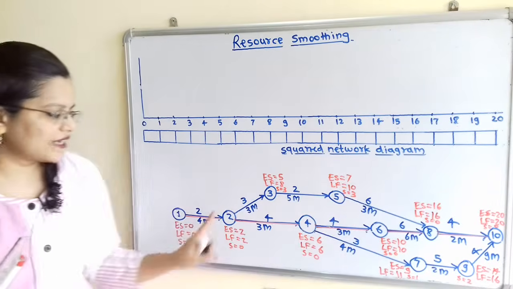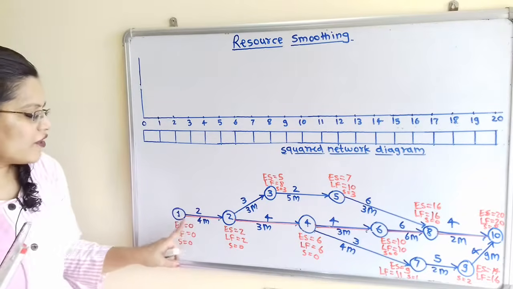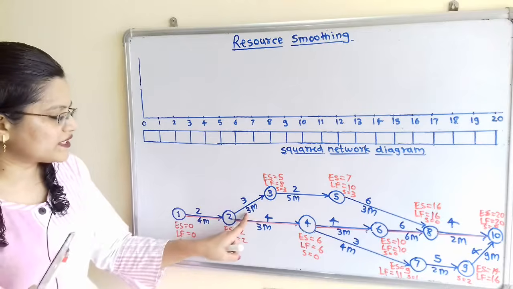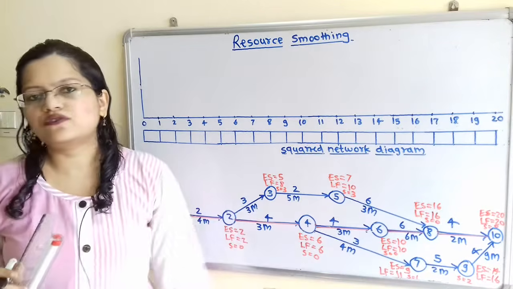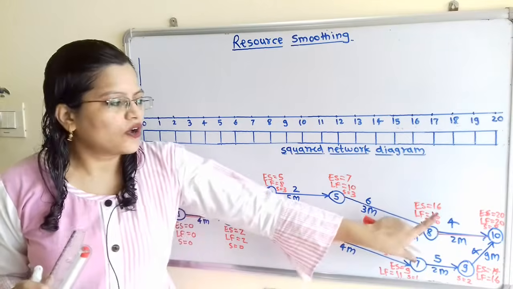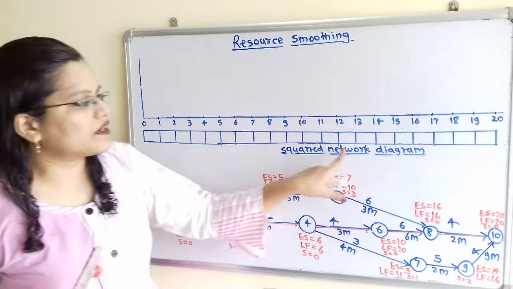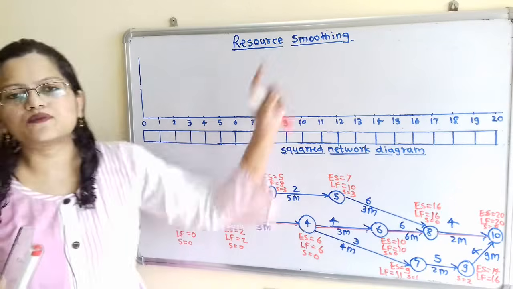In this network diagram, we will also show the resources. So I have shown here, for the activity 1 to 2, 4 mains are required, for 2 to 3, 3 mains are required, and so on. Now with reference to this critical path, or with reference to this network diagram, we will complete the squared network diagram. This is the question of resource smoothing.